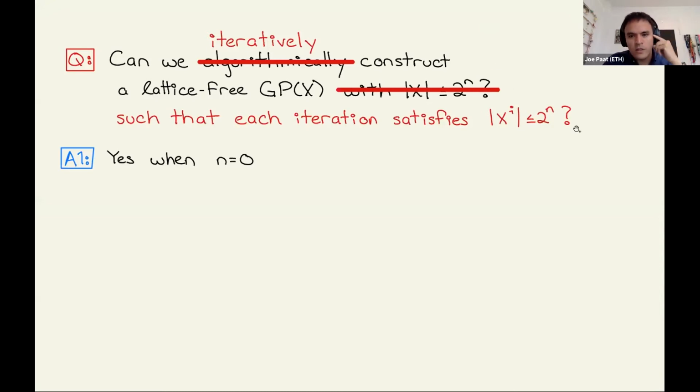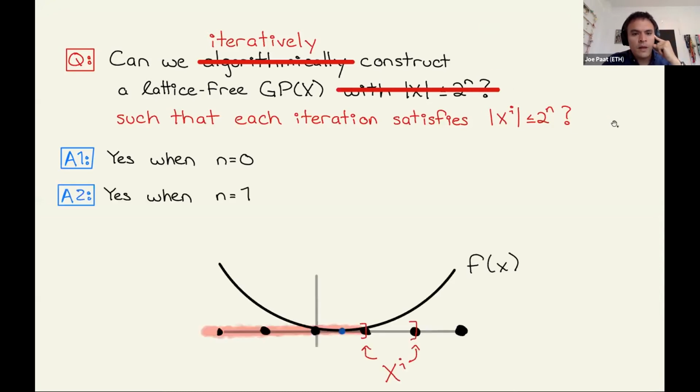So we saw that we can do it when n is 0. But what about when n is 1? Well, this case is also simple in some sense. So suppose we have this function here, I guess this is a quadratic function. And suppose I make a guess as to what my minimizers are. Well, I should say now n is 1, and 2 to the n is 2. So I'm allowed to have 2 points in my set. Suppose I choose these two.